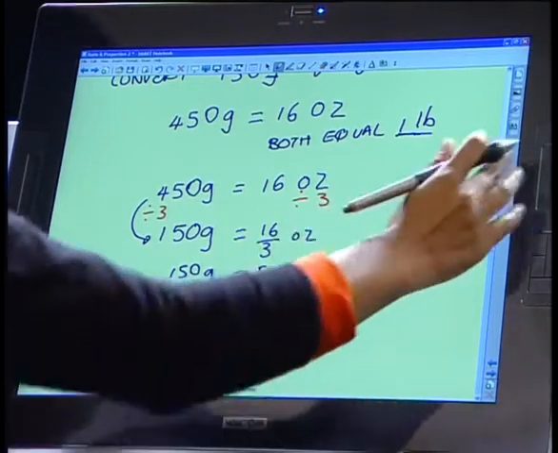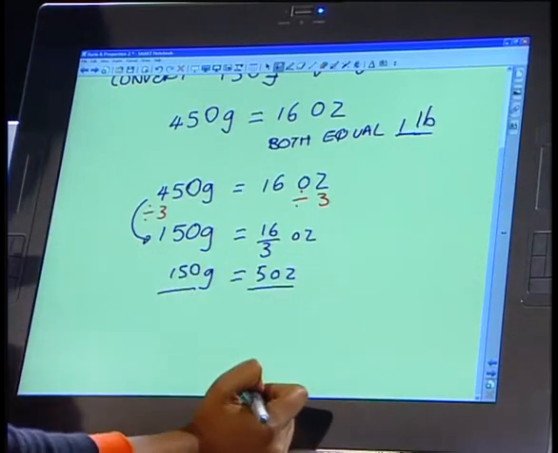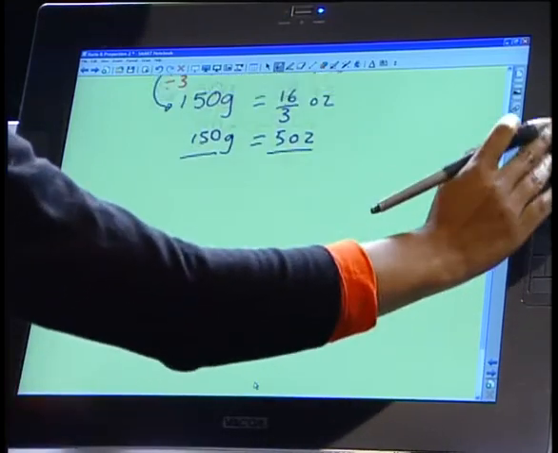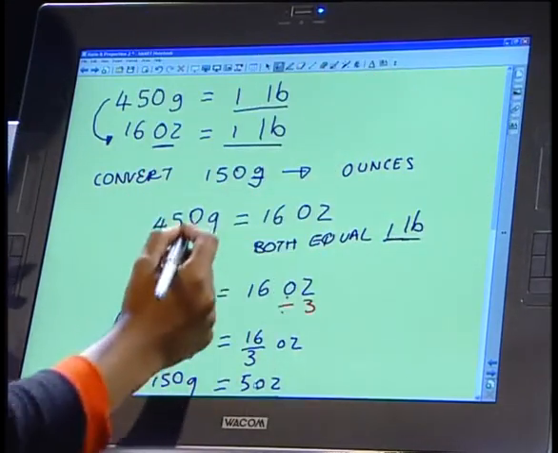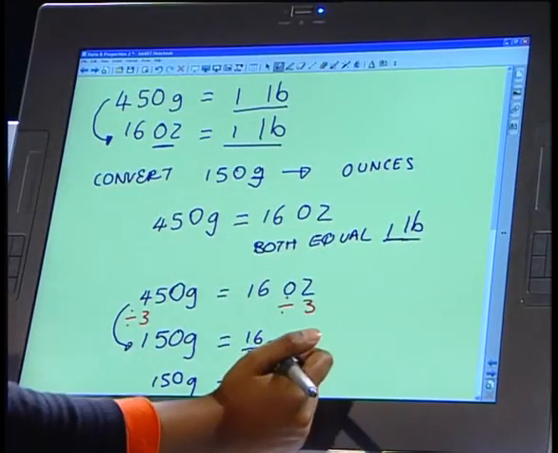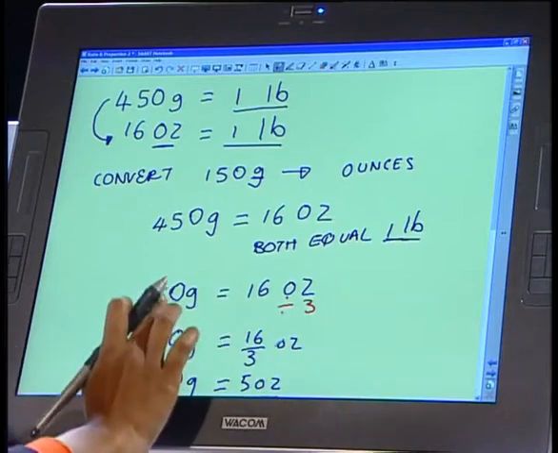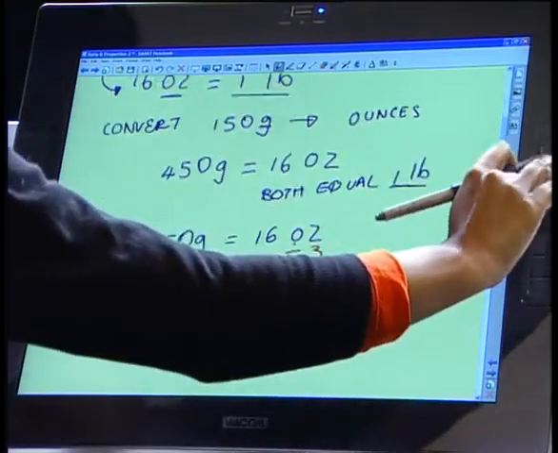Okay, so if you understand that concept, that is actually the easiest way to do that question. The easiest way, since they both are equal to 1 pound, equate them to each other and then change from grams to ounces straight away.